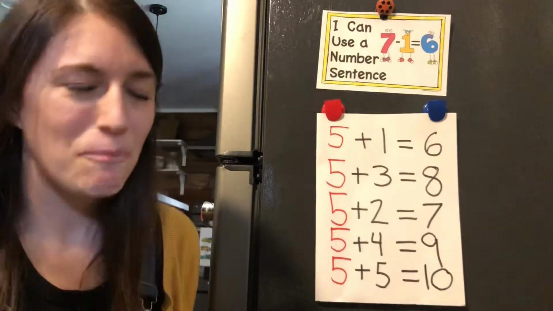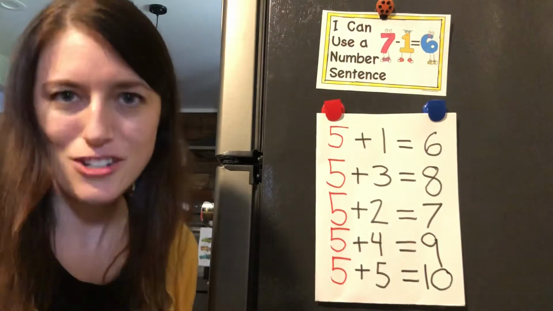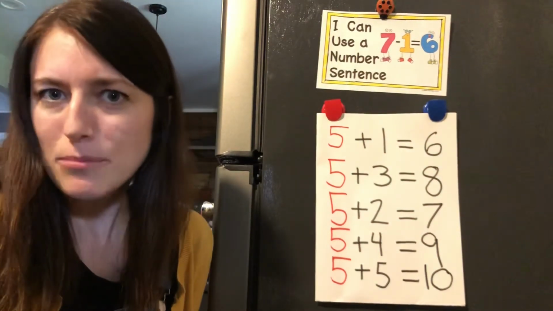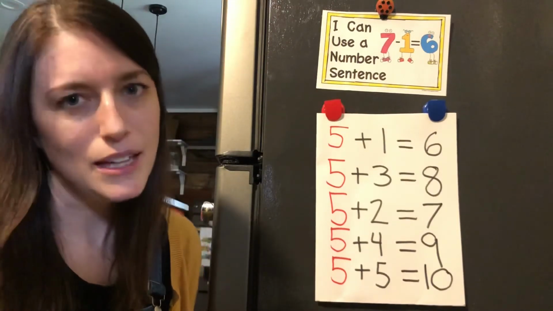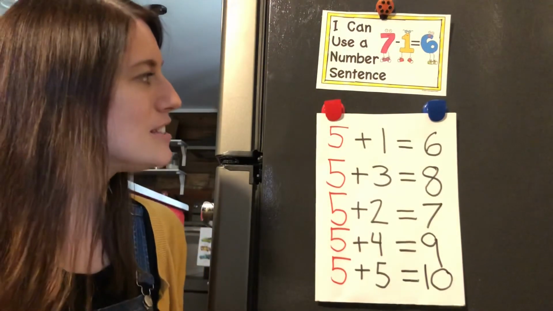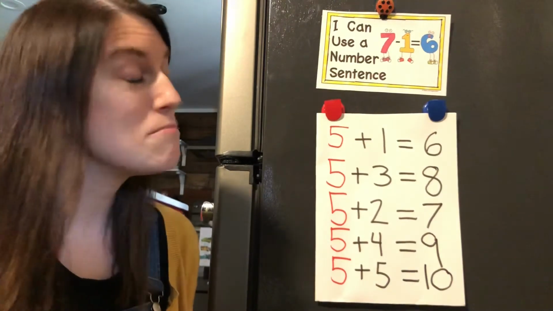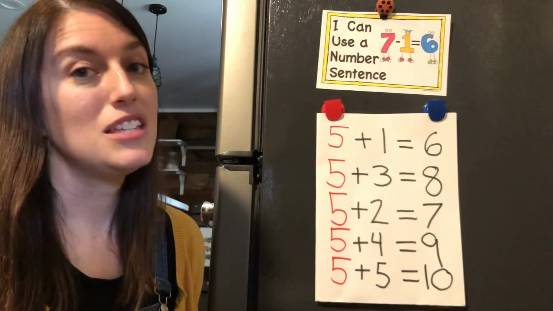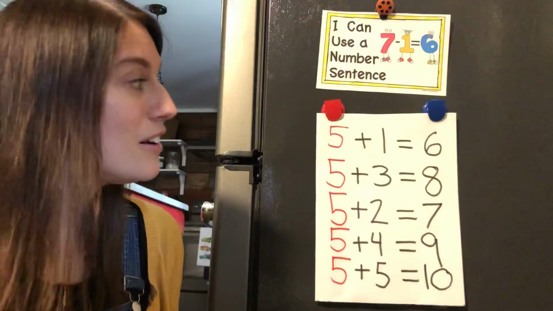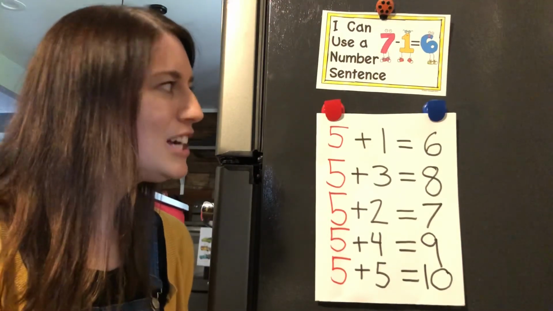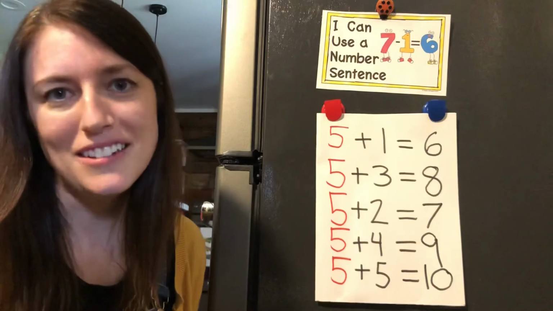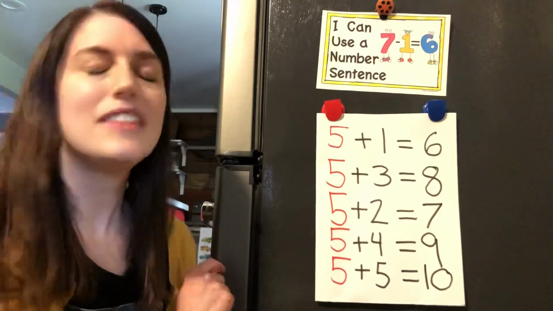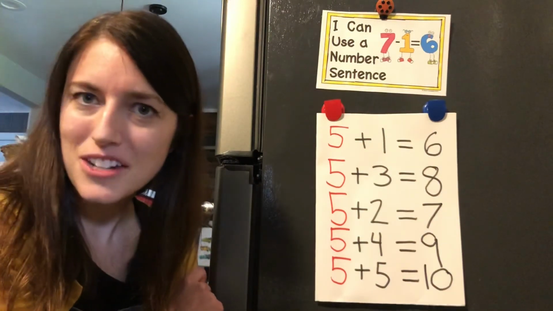So, friends, take a look at your equations. Do you notice anything? Tell your family what you notice. Maybe things that are the same. You might see some numbers that are the same. You might see some numbers that are different. You might see some symbols that are the same on all of your equations. So take a minute to talk to your family about the things that you notice that are the same with your equations and things that are different with your equations.